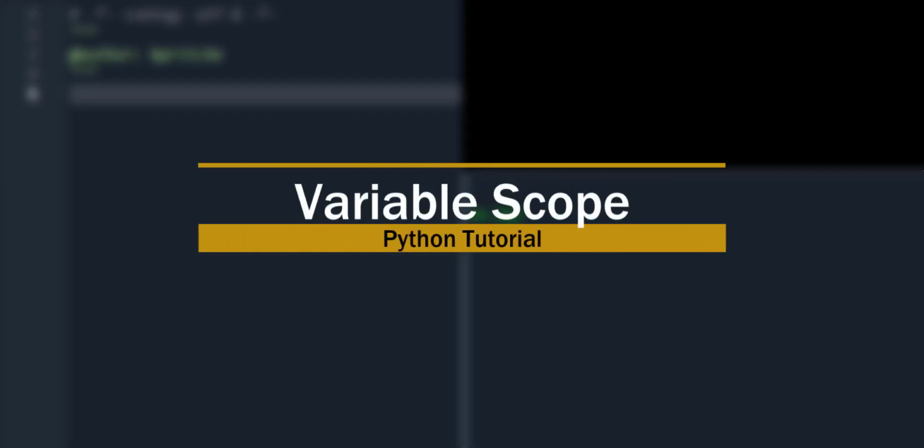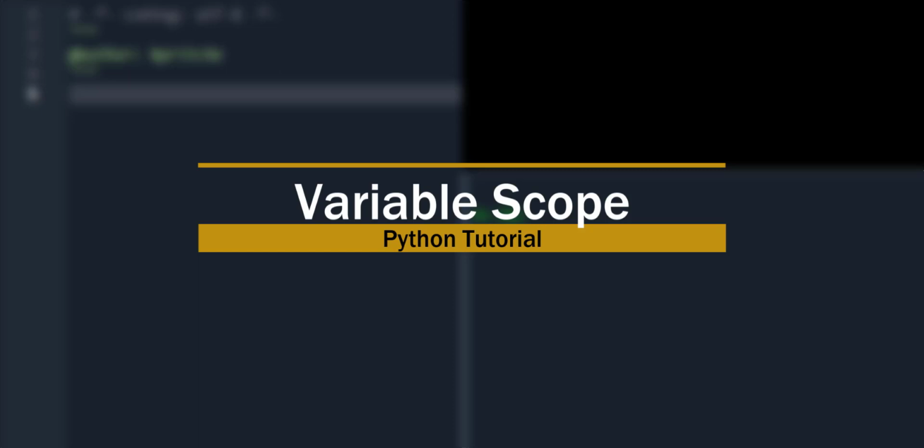Hello. In this video, we're going to look at variable scope in Python. You've been using variables since pretty much the first day of learning Python, but we haven't looked closely at what the scope of variables is. And scope refers to where in the program any particular variable can be accessed.